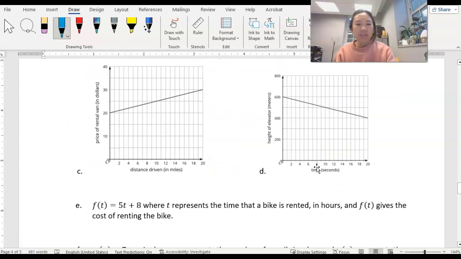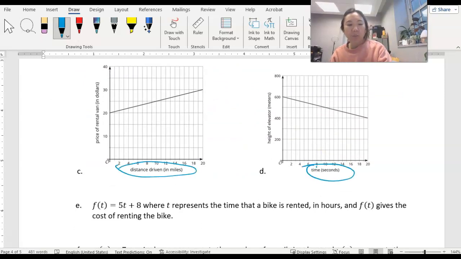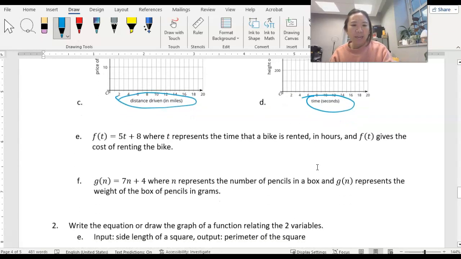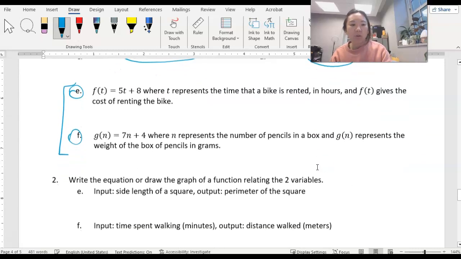All right, so for these, you have the input here because you know that the X value is your input. And so that is your input right there. For E and F, it's giving you the information. You just need to tell me what the input is, and it's pretty easy to identify, so those I'm going to have you do on your own.